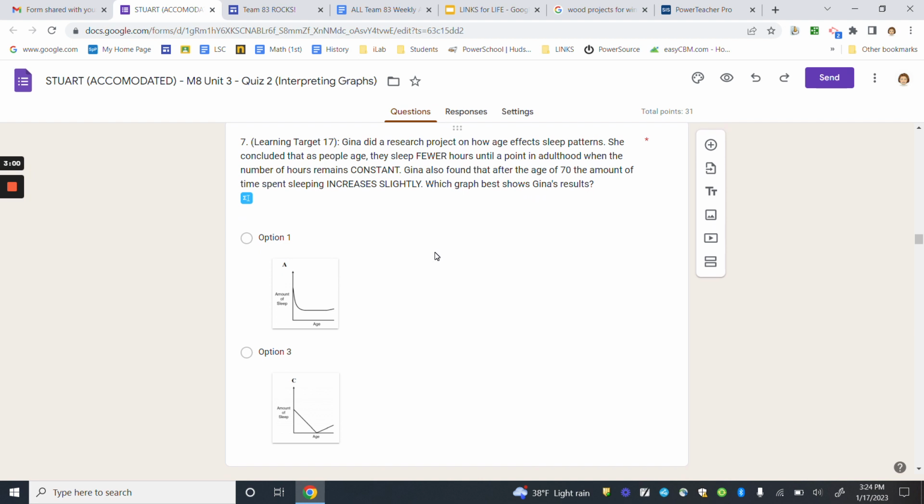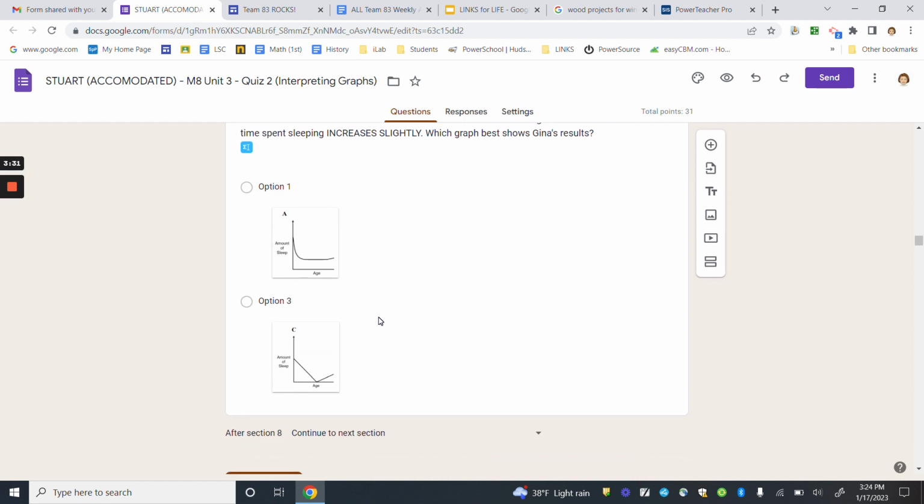Number 7, Gina did a research project on how age affects sleep patterns. She concluded that as people age, they sleep fewer hours until a point in adulthood when the number of hours remains constant. Gina also found that after the age of 70, the amount of time spent sleeping increases slightly. Which graph below best shows Gina's results? Again, look at the label. Amount of sleep is on the y-axis, and age is on the x-axis. Is it option 1 or option 3?